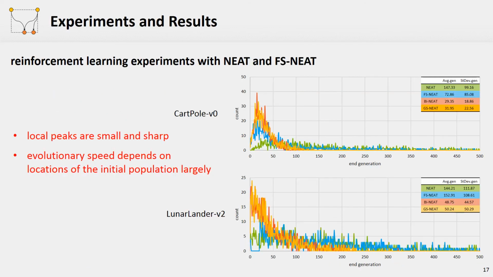The results in the reinforcement learning experiments, Cartpole version 0 and Lunar Lander version 2, are also interesting. Because local peaks are small and sharp, the evolution speed of the evolutionary strategy depends largely on the location of the initial population, and the difference in performance between our proposed strategy and the baseline will be greater.